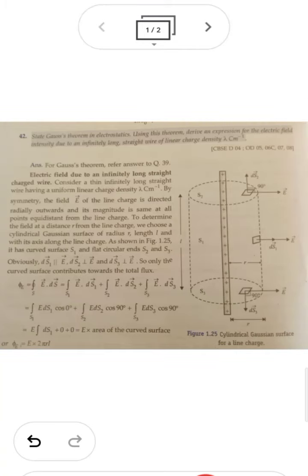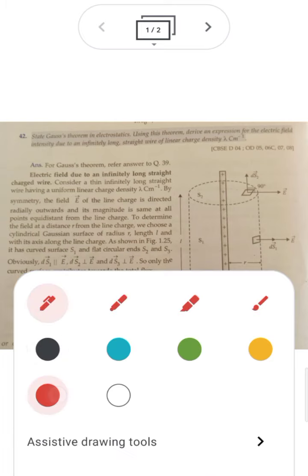Hello everyone. The topic we are doing is a derivation, and in this we are supposed to derive an expression for the electric field intensity due to an infinitely long straight wire of linear charge density lambda coulomb per meter. In this one we will apply the Gauss theorem, and with the help of the Gauss theorem we will find the value of the net electric field intensity due to an infinitely long wire.